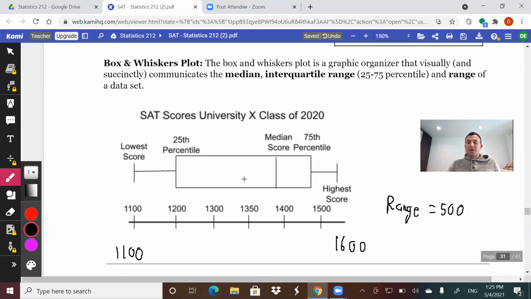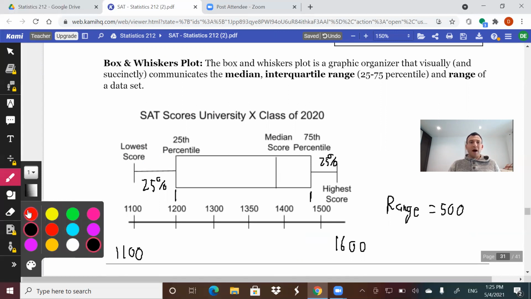The box gives us the 25th to the 75th percentile. So it gives us where the middle 50% of our scores are. The lowest 25% of our scores are here, the highest 25% of our scores are here, and the middle 50% are within the box. So that's called the interquartile range. In this case, the interquartile range is between 1200 and 1480, it looks like.